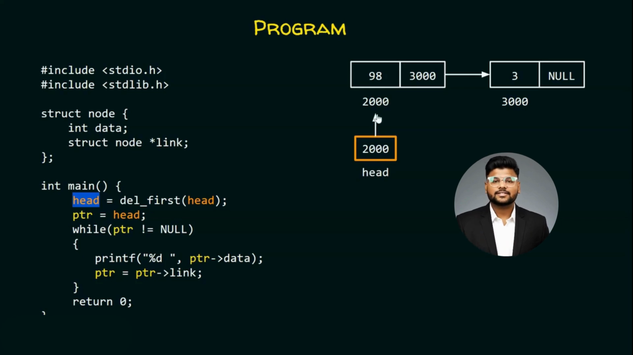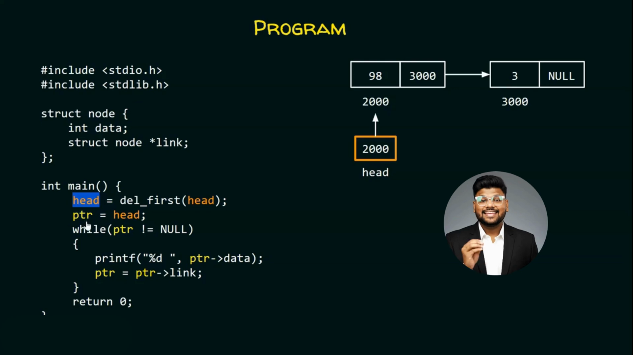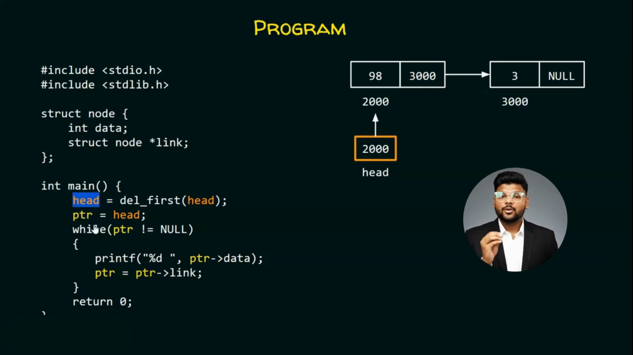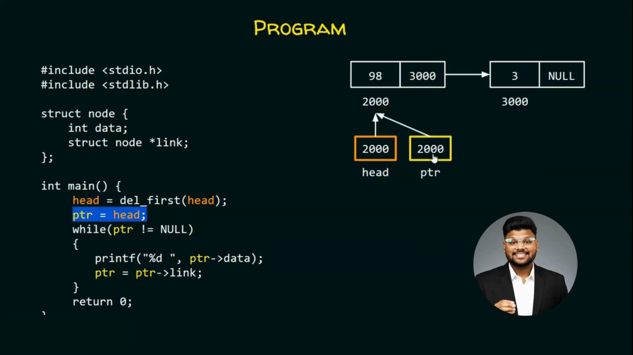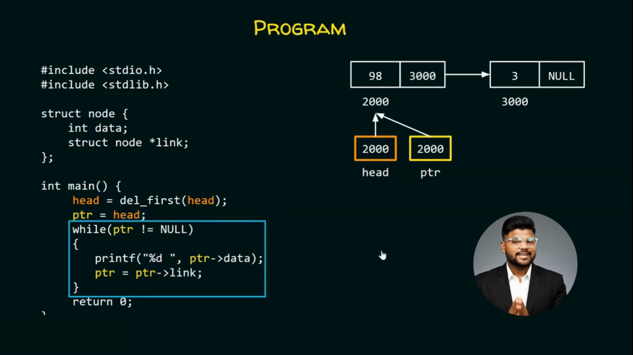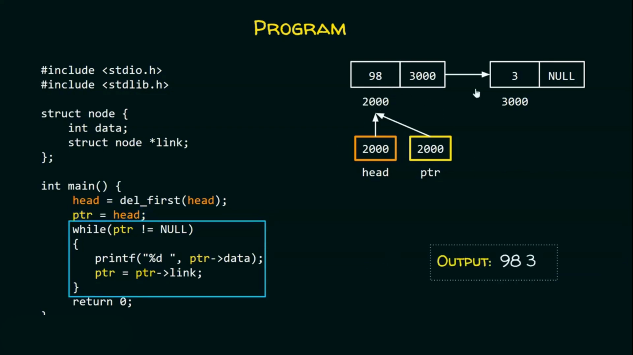After this, I'm assuming that PTR is already created in this function. That is, I have declared PTR pointer already in this main function. I'm assuming at this point in time. This means I can assign head to PTR, which means PTR is also pointing to this node. And after that, I will use this while loop to print all the elements of this list. That is 98 and 3.